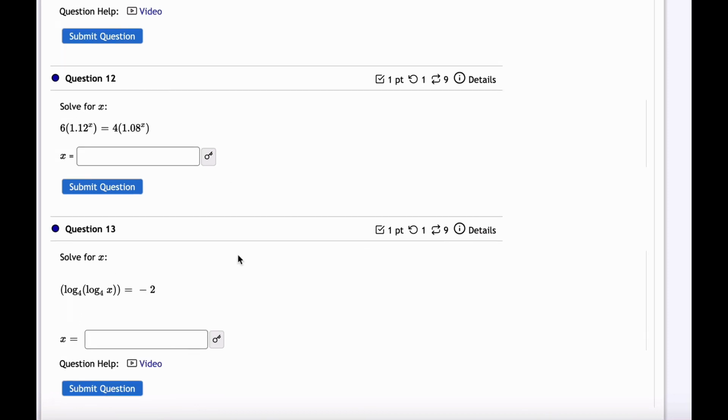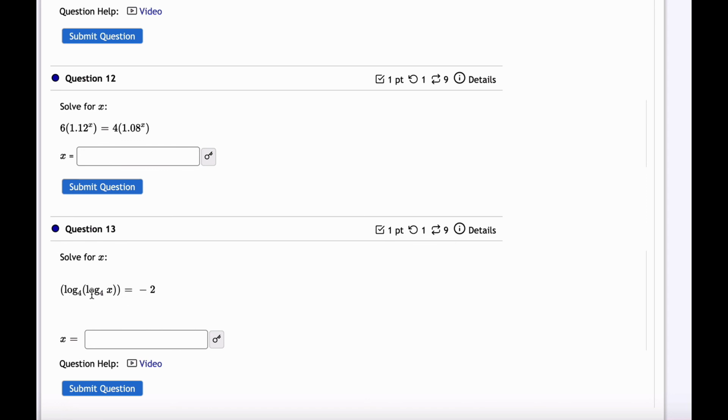And then 13 is extra credit. I just thought it was kind of fun. Lots of different ways you can deal with it. The way I would think about it is, this is the log base 4 of something. And yeah, that something happens to be the log base 4 of x, but don't worry about that. The log base 4 of something equals -2. Is there something you can do to both sides of the equation to get rid of this log base 4?